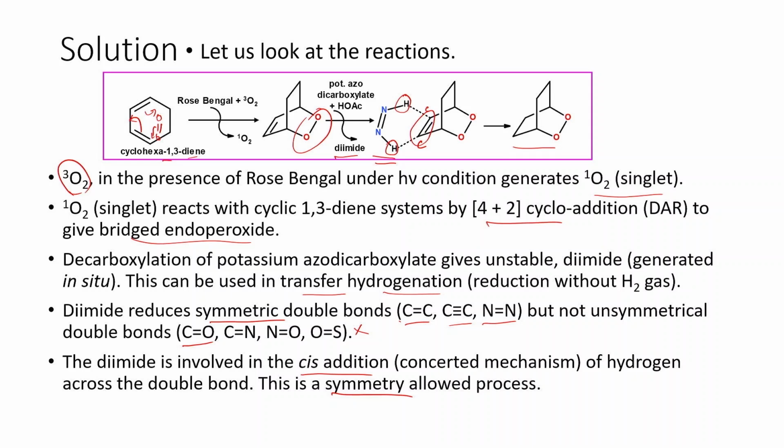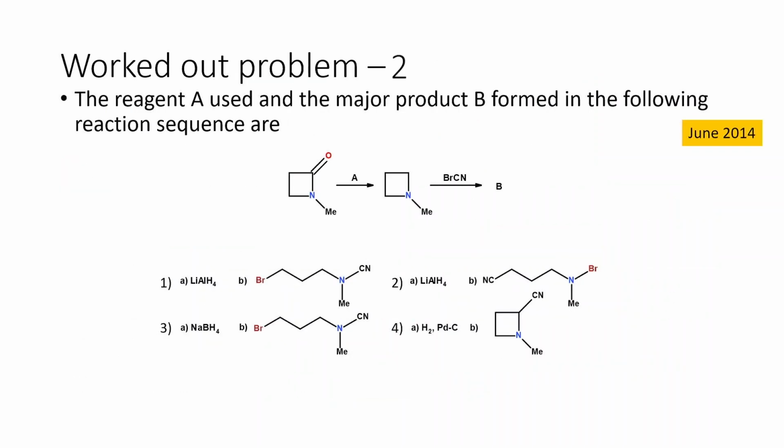So the reagent for the conversion of the cyclohexa-1,3-diene to the endoperoxide is rose bengal and oxygen in the presence of light, and the second reagent is potassium azodicarboxylate in the presence of acetic acid. So let us move on to the next problem.